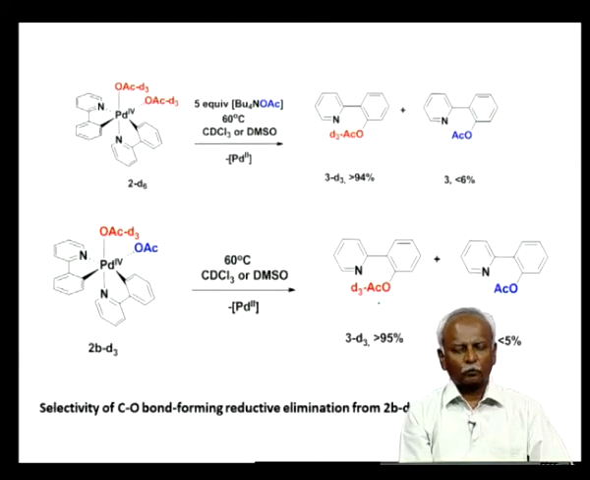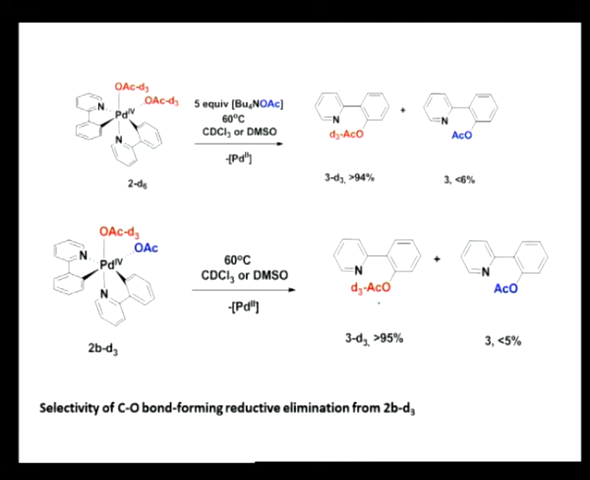Okay. So, now we have 2 sets of experiments here which are listed here. With labeled compounds, which I told you could be independently synthesized, they confirmed very clearly that it is only the labeled acetate which is left behind on the palladium which is reductively eliminated. This was very clear.